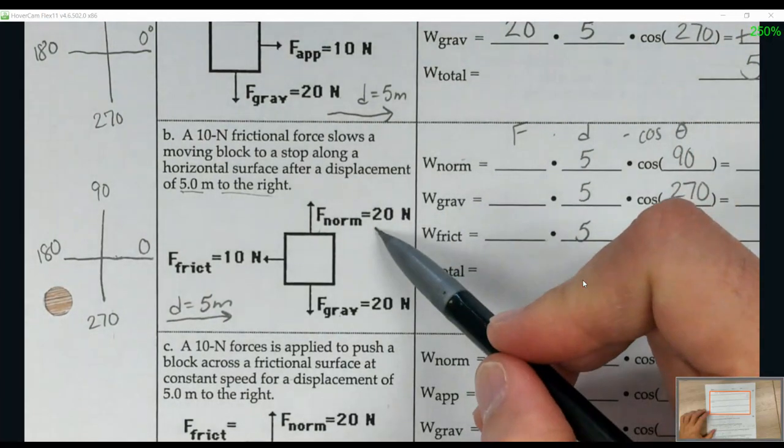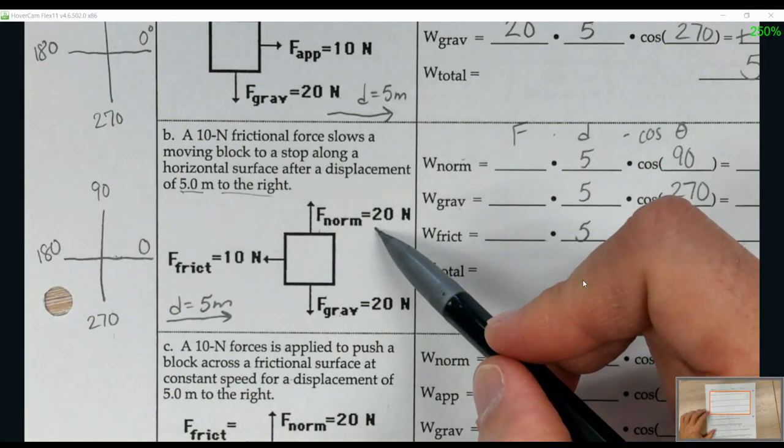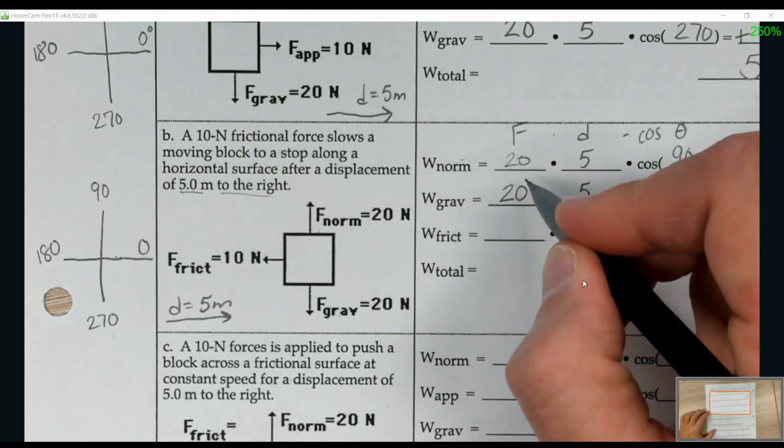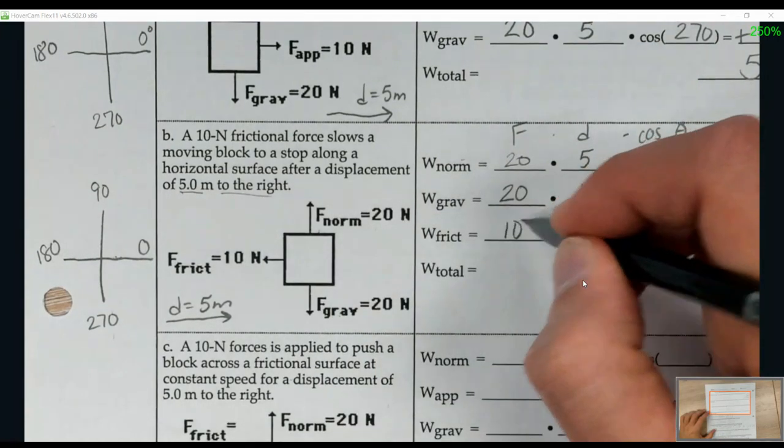What is the normal force? 20. Gravitational force? 20, and friction force, 10.